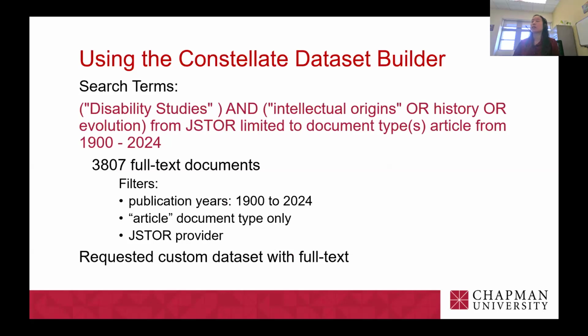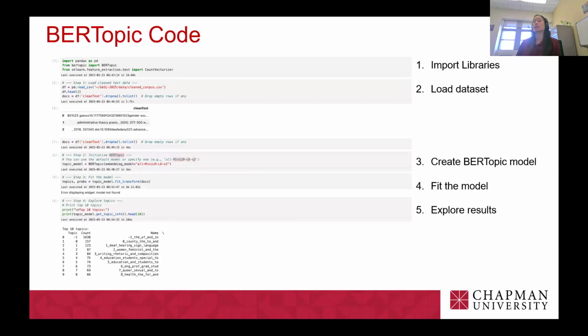So we obtained our data set using the Constellate platform, the dataset builder. We used a specific search strategy using the key terms disability studies, and intellectual origins or history or evolution. We chose to limit our results to only articles from the JSTOR provider from the year 1900 to 2024. So we obtained about 3,800 full text articles, and we requested a customized data set that includes both the abstract and the full text.